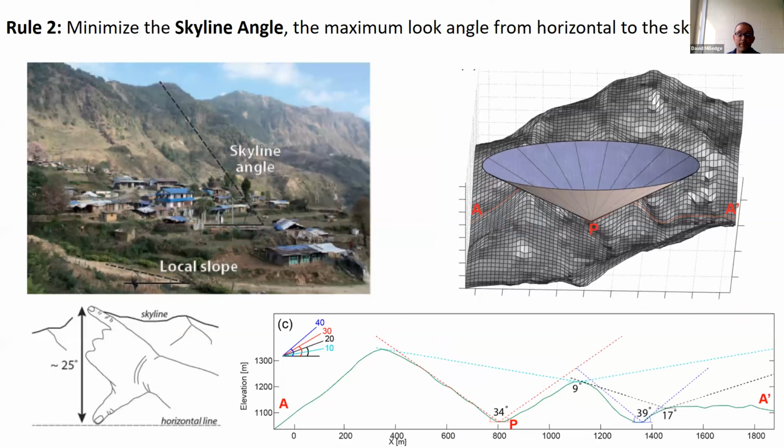A second rule that we've come up with is this skyline angle, and that's the maximum look angle from horizontal to the skyline. Again, it's a metric that we've tried to come up with to account for runout, because we see runout as one of the missing components in many of these hazard analyses. People tend to focus on initiation. Runout generally isn't so well represented. And again, we can implement this in every cell across the landscape to test it.